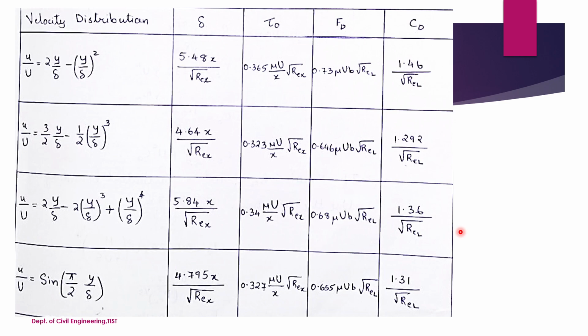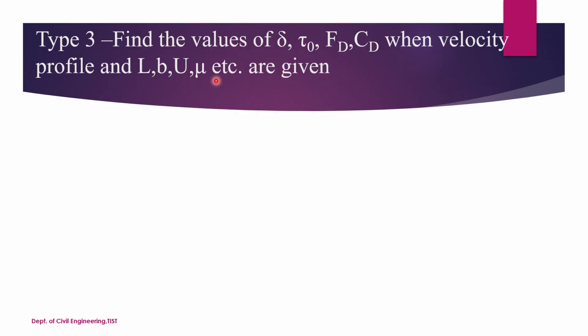Now in type 3, as I already mentioned, we have to use the equations. The velocity profile will be given, and the values of x, u, mu, etc. will be given. So if you know these formulas, you can easily find the numeric values of delta, tau naught, Fd, Cd, etc. So in type 3, we need to find the numeric values. We'll see an example. Type 3: find the values of delta, tau naught, Fd, Cd when the velocity profile and these values are given.